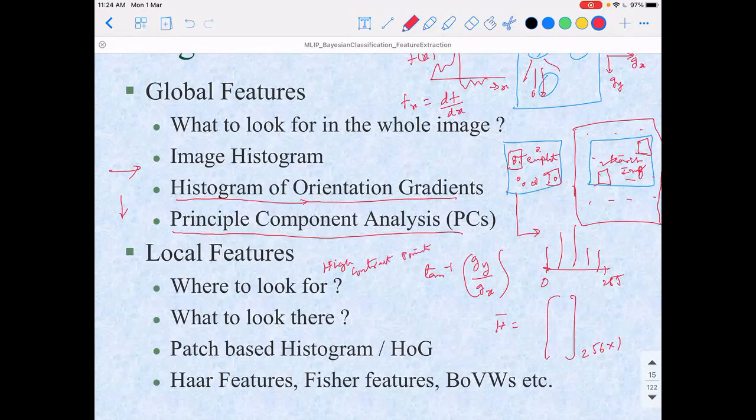Okay, that means corners, as an example. And what to look for? Again, the local features. What kind of features? It can be either histogram of oriented gradients or patch histogram. For that patch alone, we find the histogram. Or there are some simple features like Haar features, Fisher features, and so on.